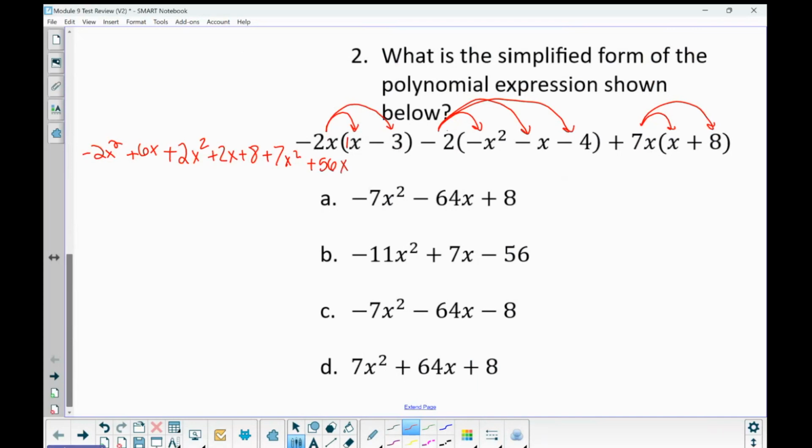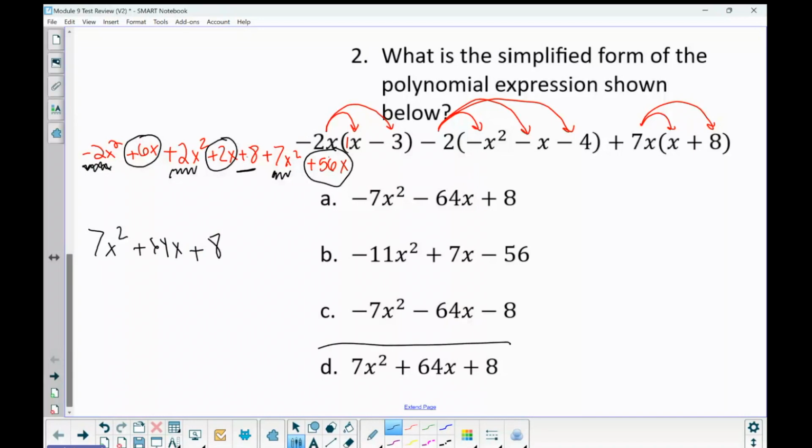All right, and now we can start combining like terms. Again, we go highest degree to lowest degree. So I'm going to start with my x squareds. And I've got 3. -2 plus 2 plus 7 is 7x squared. I can go with my single x's now. That's going to give me 6 plus 2 plus 56 is going to give me positive 64x. And finally, my positive 8. And that is going to be D.